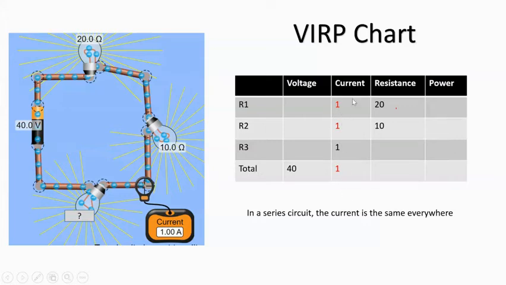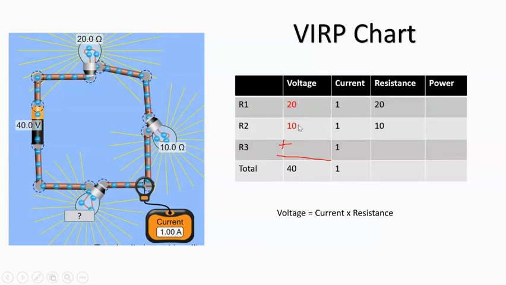Now, after doing that, we notice that we have 2 rows where we have both current and resistance. And where you have both current and resistance, you can multiply them to give you the voltage. So now we have the voltages, 20 volts for the first light bulb, 10 for the second. And then we have the third light bulb, and we don't know what the voltage is on that one. But what we do know is if you add these 3 numbers, you should get 40.